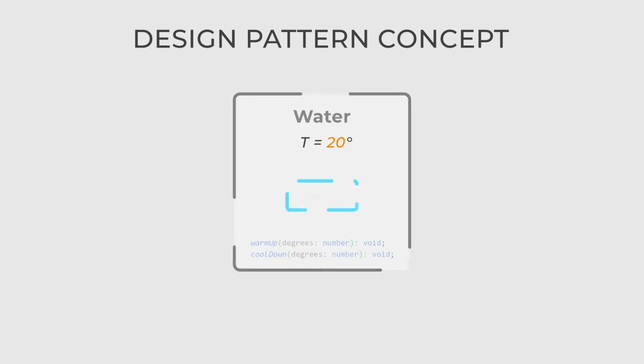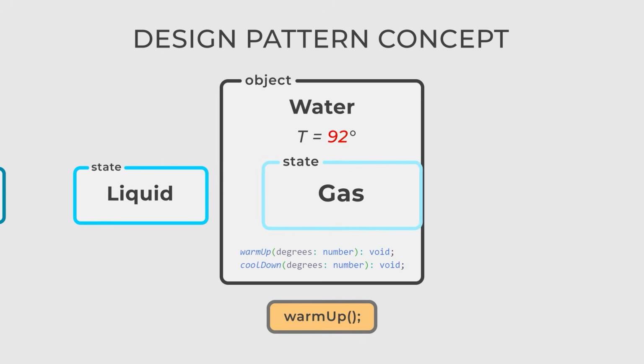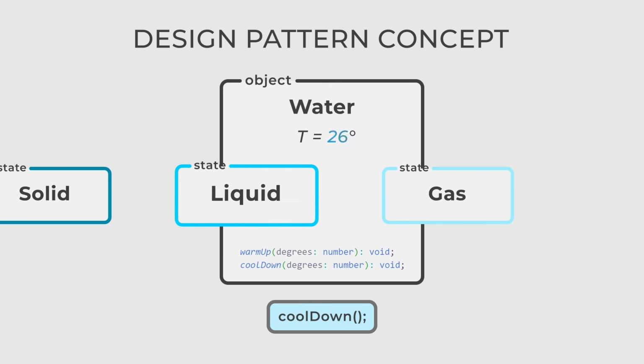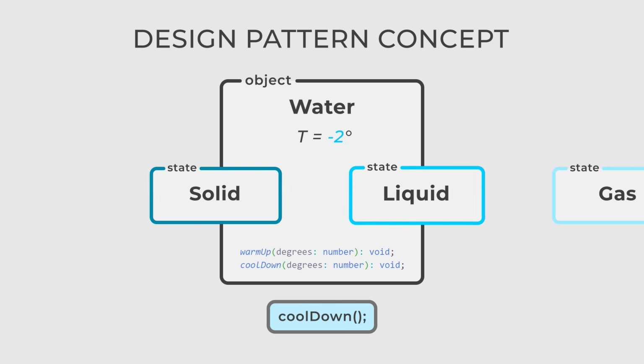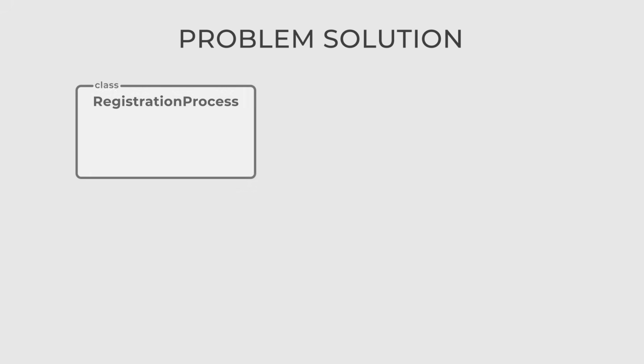The state is a behavioral design pattern that allows an object to change its behavior when its internal state changes. It encapsulates different behaviors as separate state objects, allowing the object to move between states while keeping its interface consistent. First, let's create the registration process class, which maintains a reference to the stage object that defines the current stage of the registration.